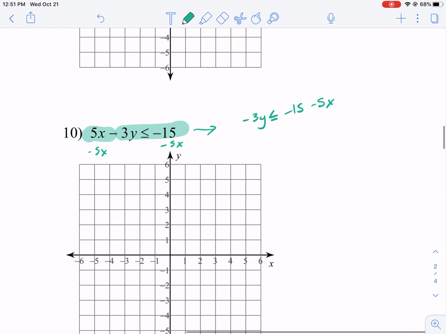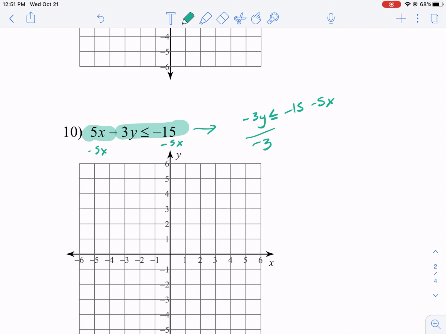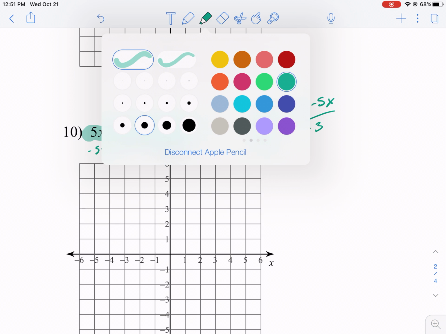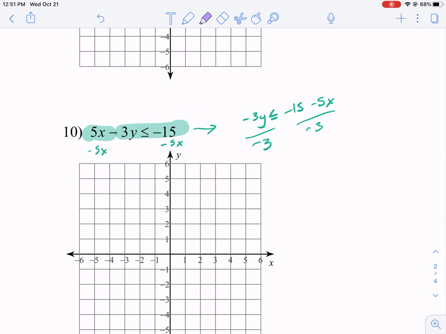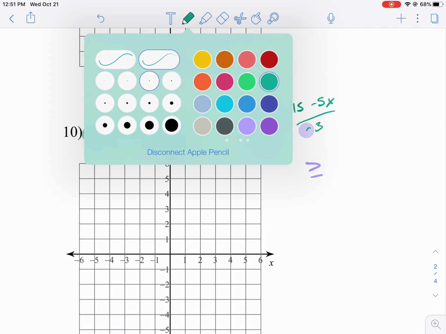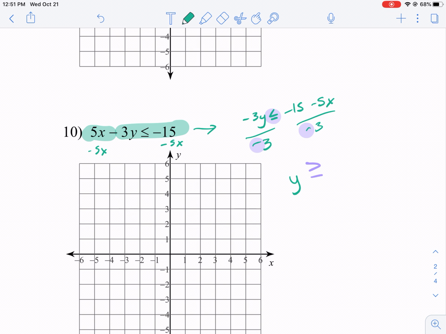This is a great problem, and I'll show you why. We need to divide by negative 3. If we divide by negative 3 on both sides, an alarm should be going off in our heads. We have an issue, negative, negative. We have to flip the sign. So we flip the sign here, and we have y is greater than negative 15 divided by negative 3. We have to divide both terms. We get positive 5, and then positive 5 over 3 x, and we're done.